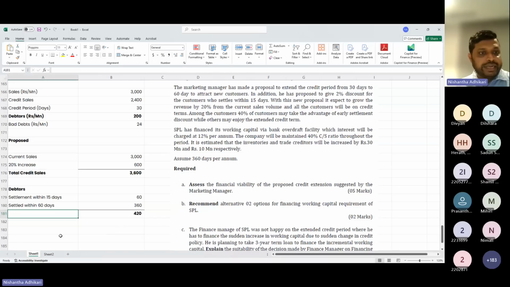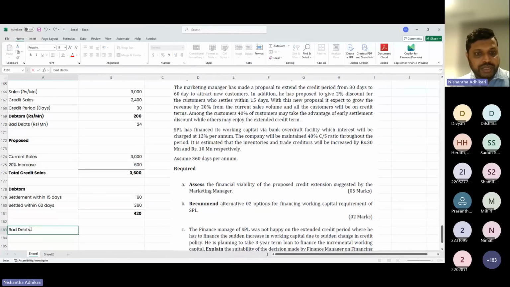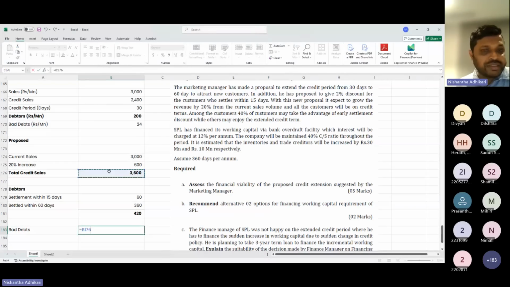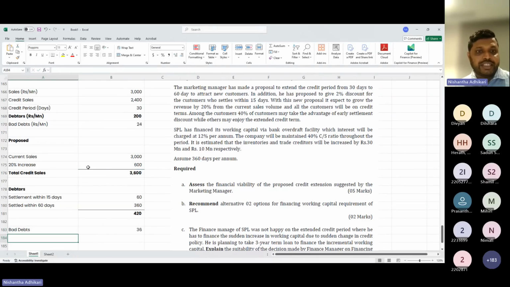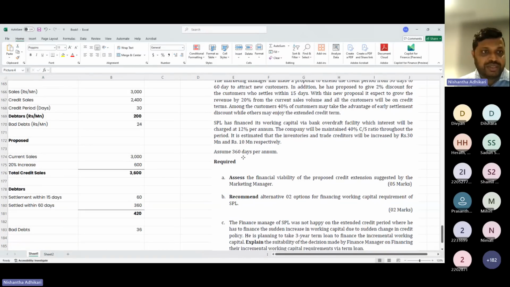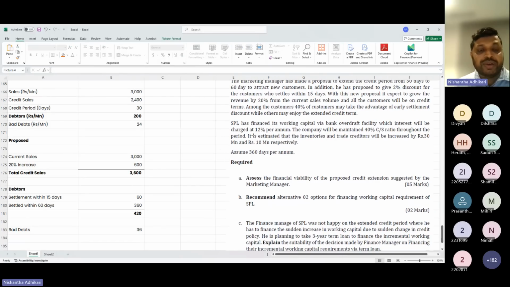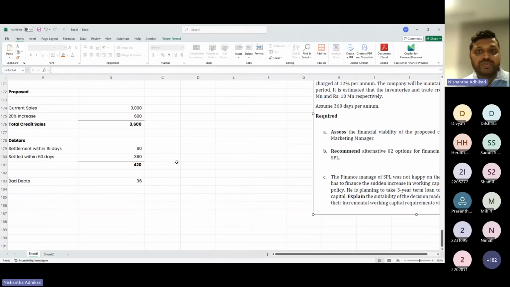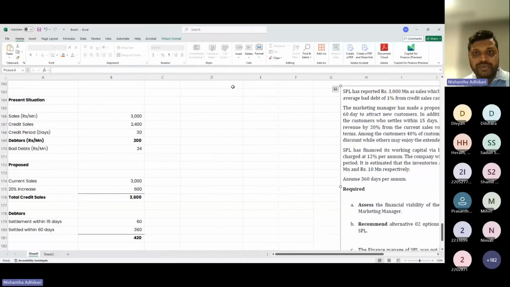Then bad debt value, you can work out bad debts. It says bad debt will be 1% from the credit sales. Now your total sales are on credit. That is, bad debt will be 36 million. Now we will work out what are the costs and benefits. First, we will look at what are the benefits.